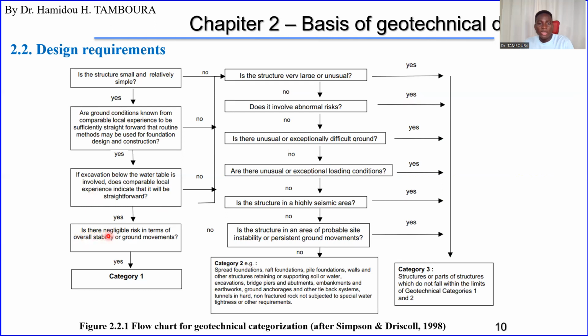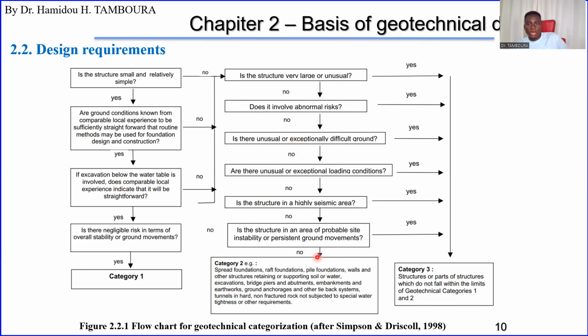So is there negligible risk in terms of overall stability or ground movement? If yes, then your structure is category 1. If no, you go this way. Then it's something like that. Is the structure very large or unusual? Yes, then it will be here directly category 3. The size of the structure is enough to make it category 3. Only size is enough. If no, you go this way. Does it involve abnormal risk? If yes, you go this way. If no, this way. Is there unusual or exceptionally difficult ground?